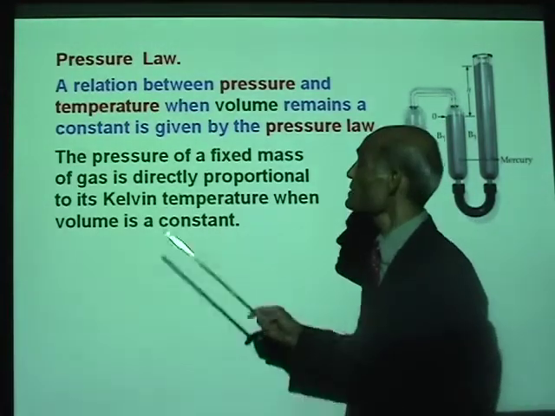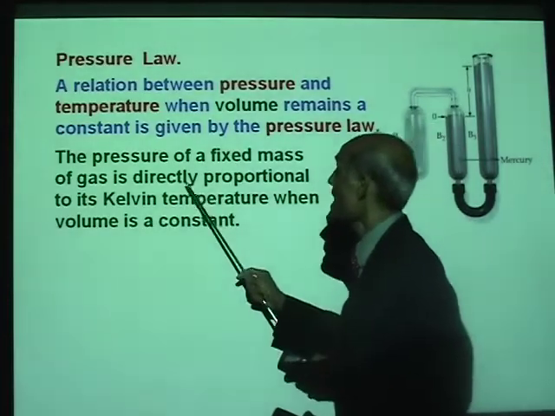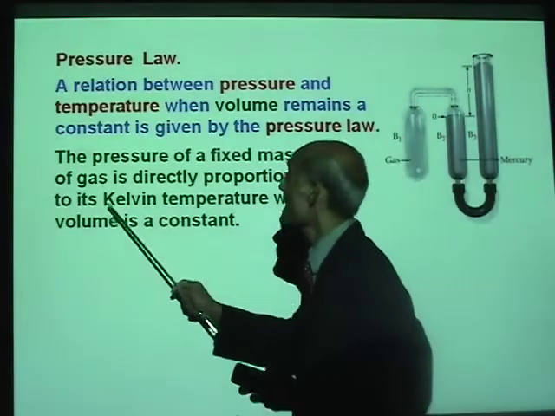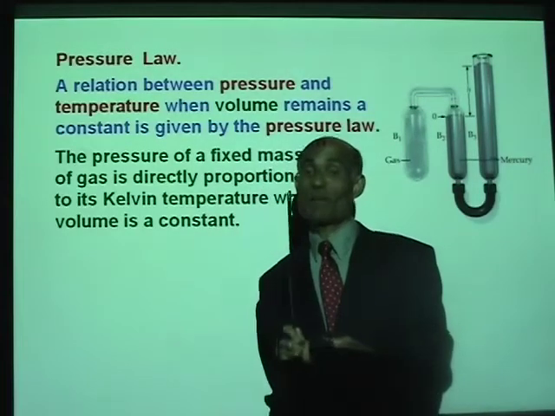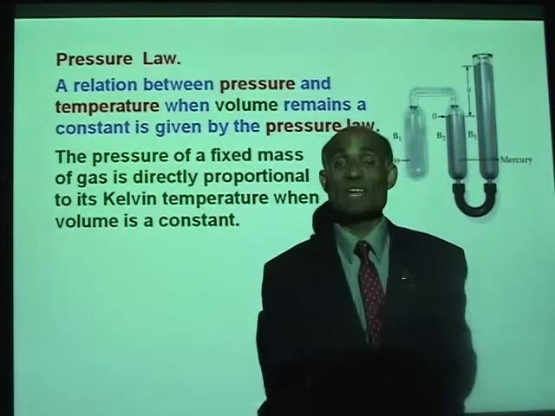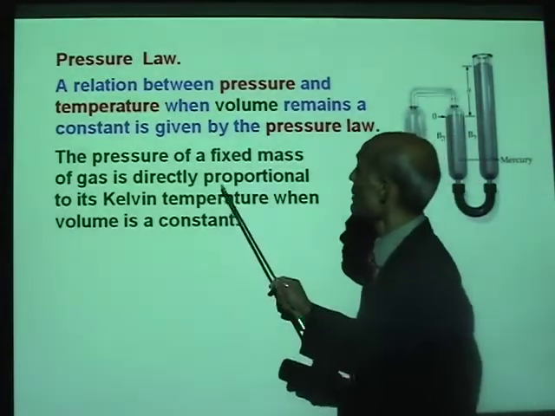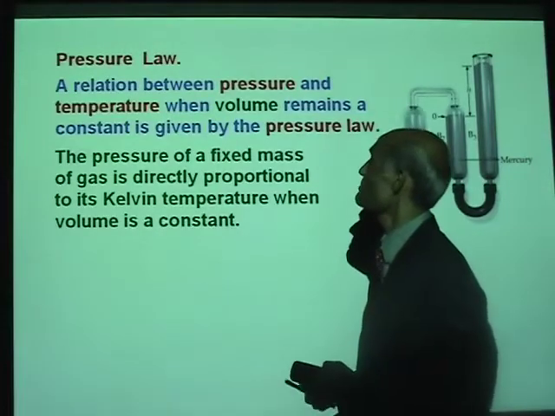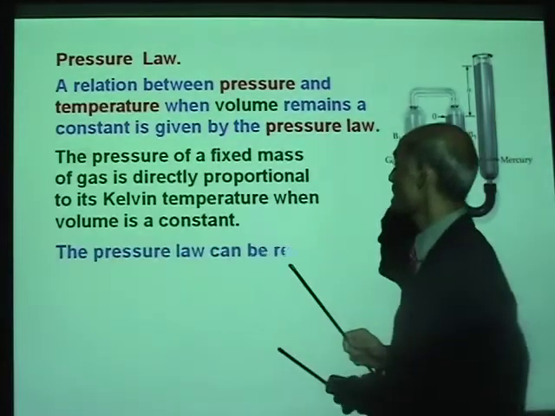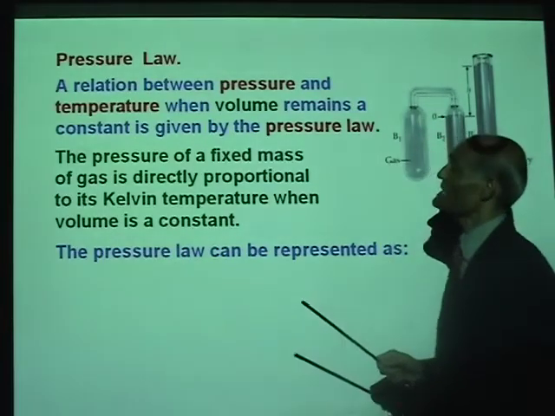What does the conclusion say? The pressure of a fixed mass of gas is directly proportional to its Kelvin temperature. Well, note that carefully. The temperature this time is in Kelvin scale. The pressure of a fixed mass of gas is directly proportional to its Kelvin temperature when volume is a constant. Now, the pressure law can be represented.